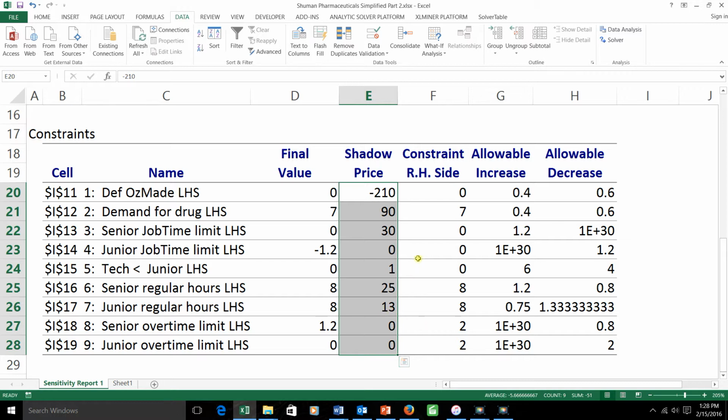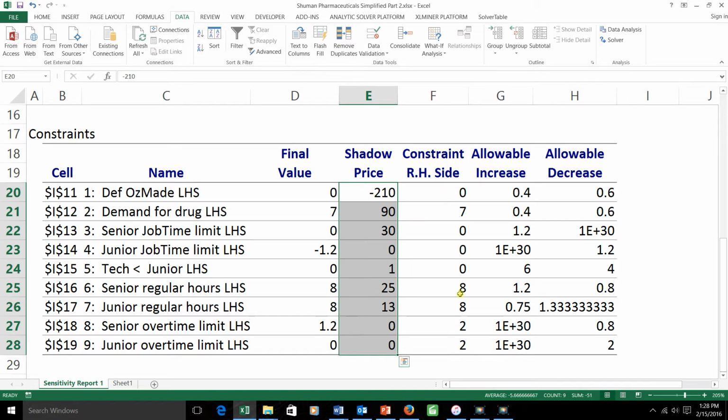If the right-hand side of this constraint goes up by 1, how much does the objective go up? Or conversely, if the right-hand side of this constraint goes down by 1, by how much does the objective function go down? Let's play around with this for a little bit to see how it would work.